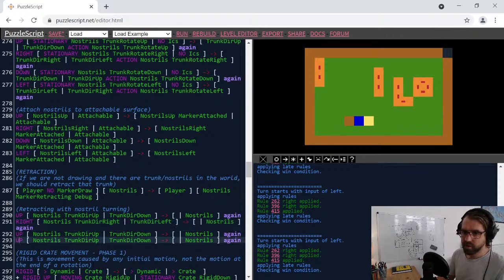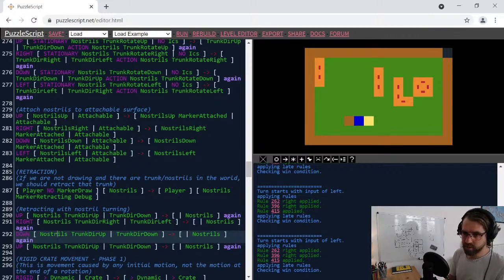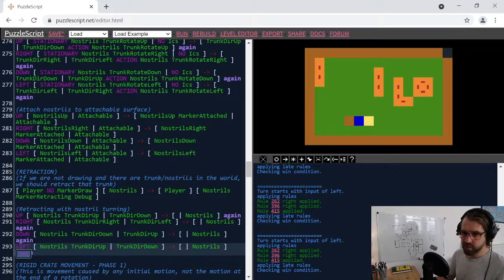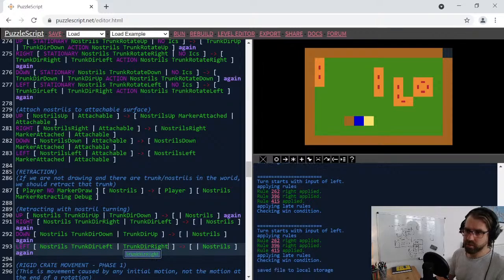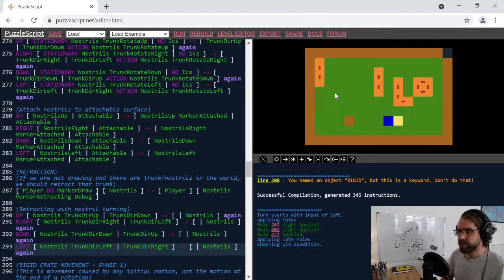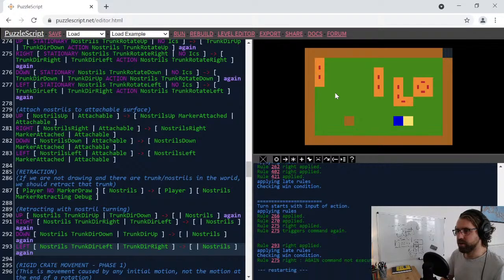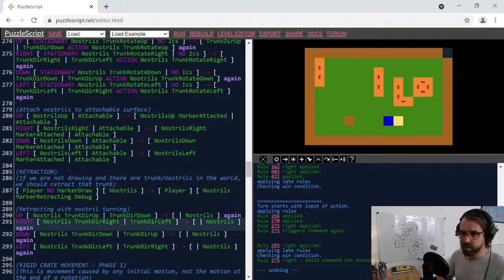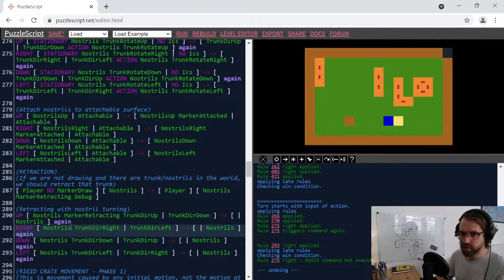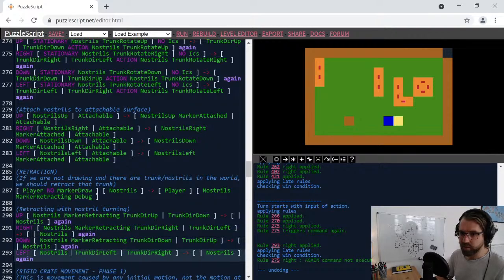Left. Down. Down. Up. Left, left, right. How is that broken stuff? Oh, right, because I haven't checked whether I'm retracting. That's the important thing. However, this is going to keep applying. It's going to retract a whole bunch of turns, but that's okay.